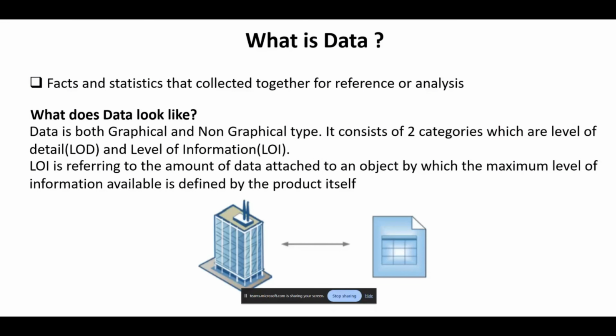The difference between LOD and LOI. Level of information is the level of data which we are pushing into the families. Level of detail is nothing but the shape, width, and height of the model element. These are the two different types, LOD and LOI.